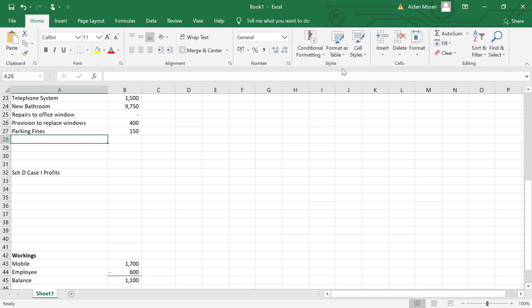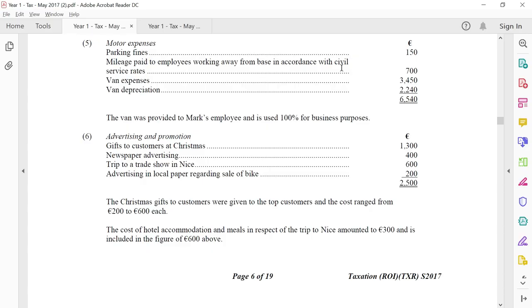So my mileage, I have no issue with it because it's in accordance with the civil service rates. Van expenses, I have a note. The van was provided to Mark's employees and is used for business purposes. I have no problem with that.